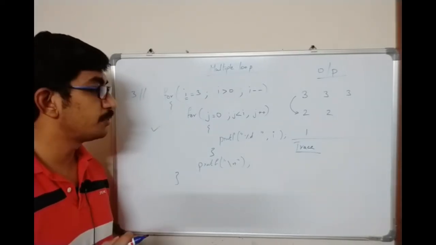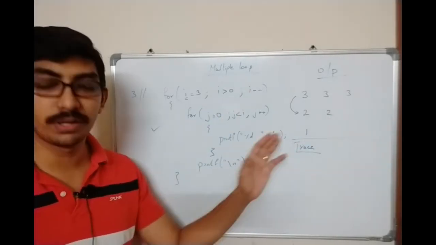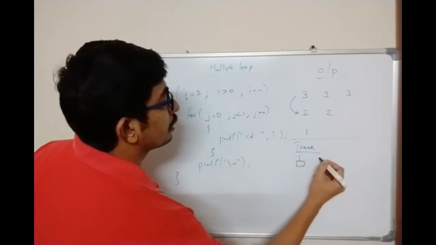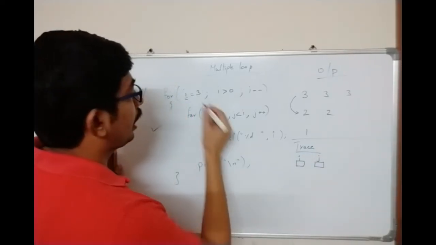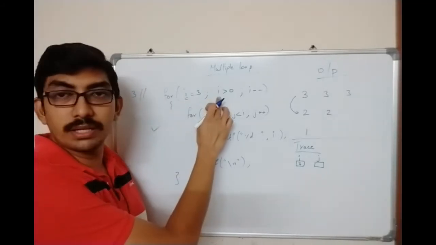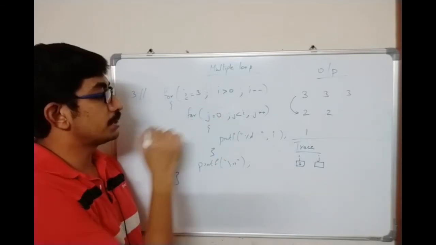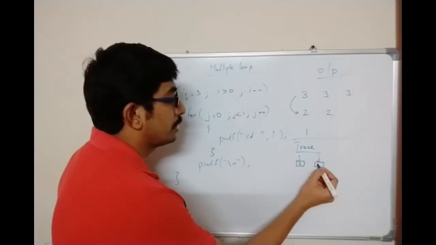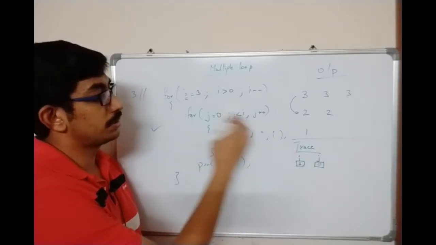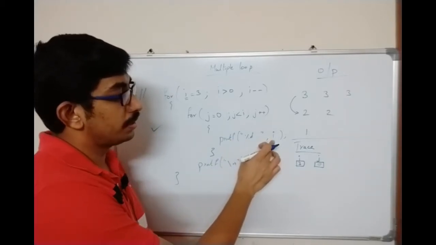I hope the code is clear, but still we will trace it out and see how this works. I am using 2 variables, i and j, with i having the initial value 3. I check i equals 3 greater than 0, the condition is true. So control will come to the inner loop. It will initialize j as 0, and j less than 3 is true because 0 is less than 3. Now I am going to display 3.